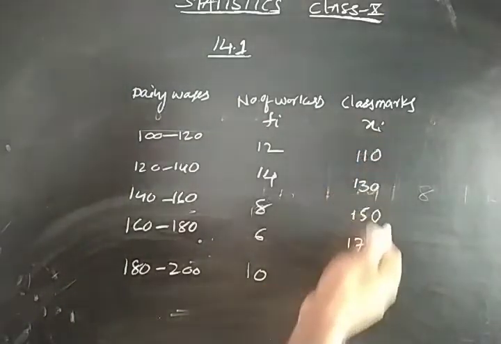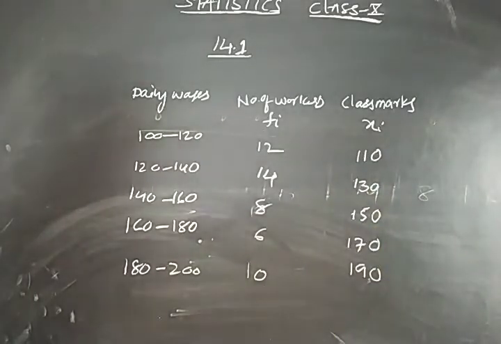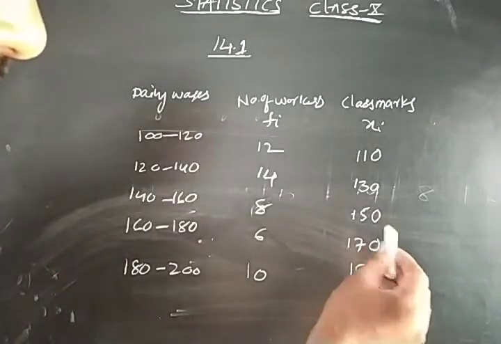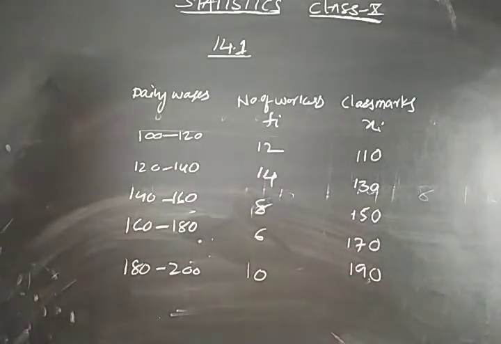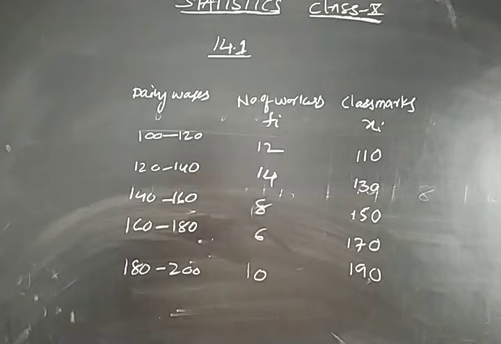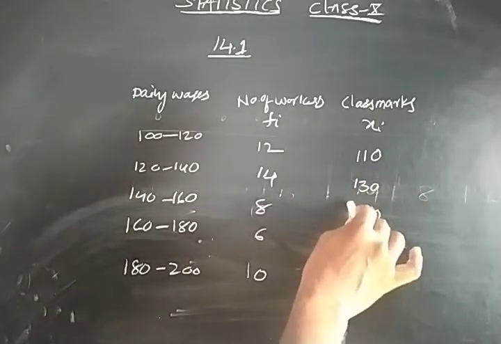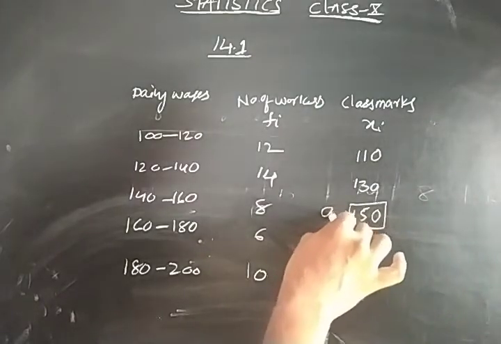The Xi values are very large values. So what am I going to use? I am going to use the step deviation method, because the Xi values are very large. For that we have to choose one assumed mean among the Xi, so we have to assume the A value. What is the middle value? The middle value is 150. So I am assuming this as A.